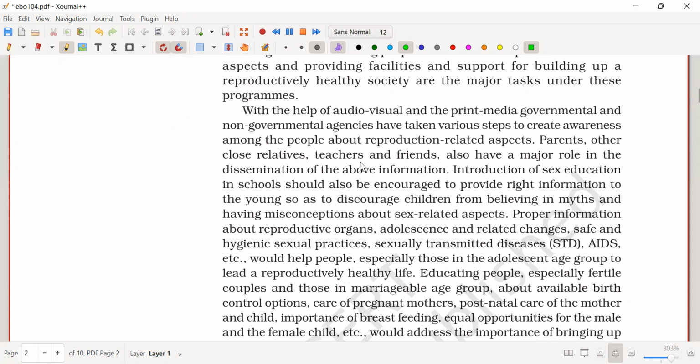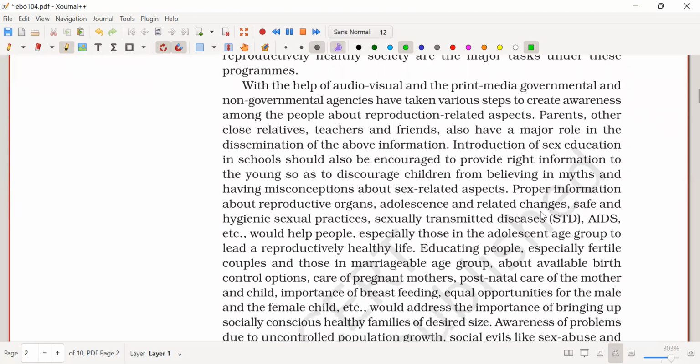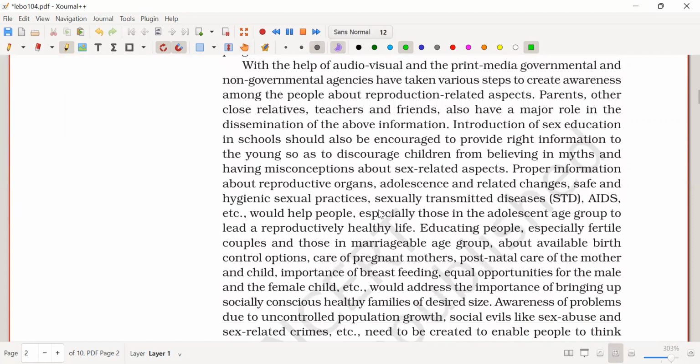Parents, other close relatives, teachers, and friends also have a major role in the dissemination of the above information. Introduction of sex education in school should also be encouraged to provide right information to the young so as to discourage children from believing in myths and having misconceptions about sex-related aspects. Proper information about reproductive organs, adolescence, and related changes, safe and hygienic sexual practices, sexually transmitted diseases, STD, AIDS, etc., should help people, especially those in the adolescent age group, to lead a reproductively healthy life.